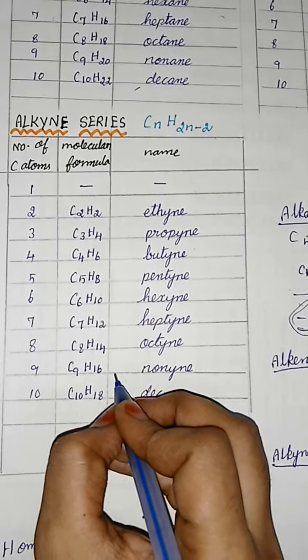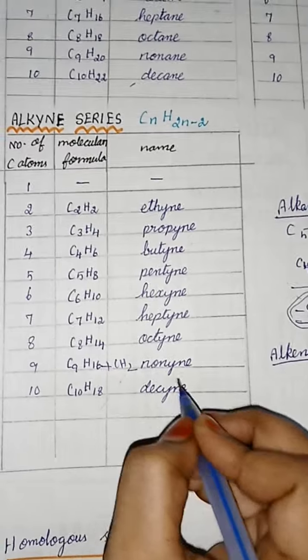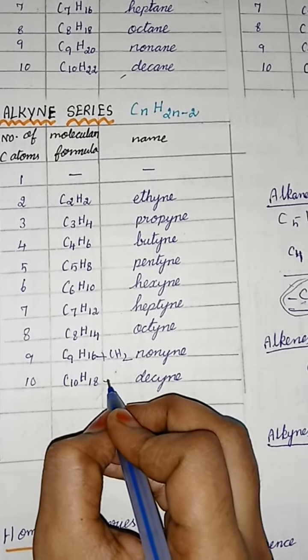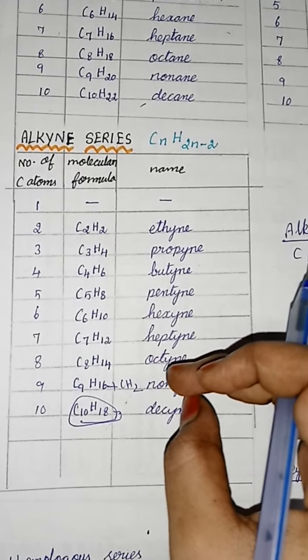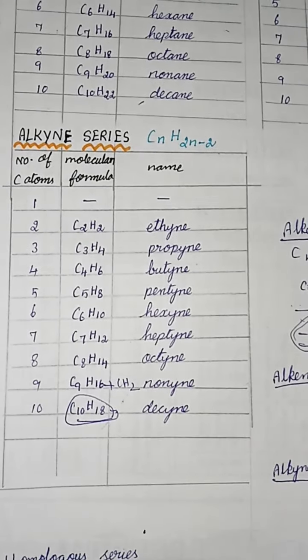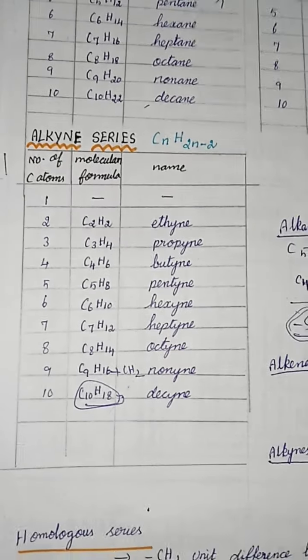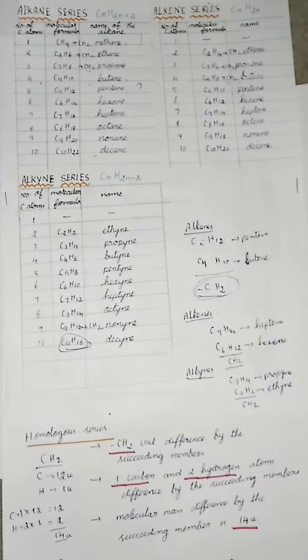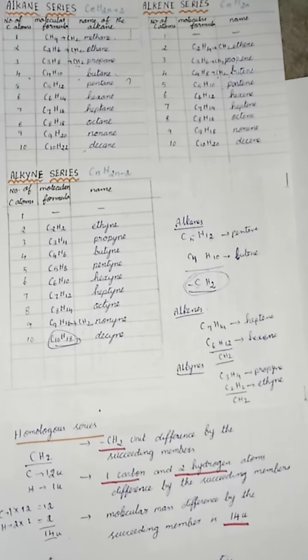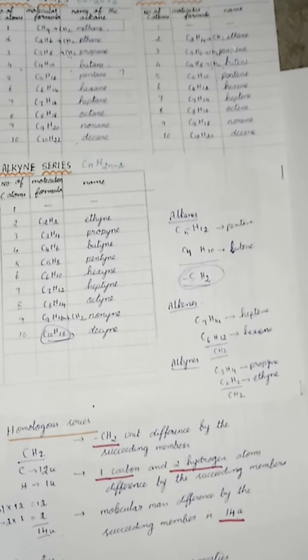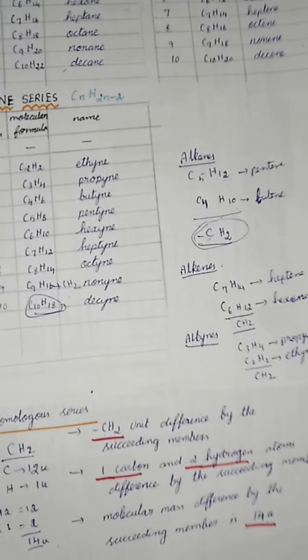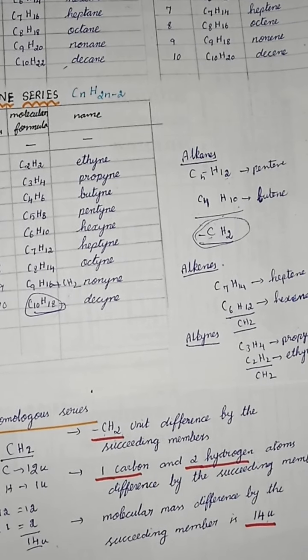For example, if we add a CH2 group to nonyne, we get decyne. So any two succeeding members of the family contain a similar relation. This relation is called what? Homologous series. A homologous series is nothing but succeeding members of the family differing by a CH2 unit: atomic-wise, one carbon and two hydrogen atoms; mass-wise, a 14 u difference.